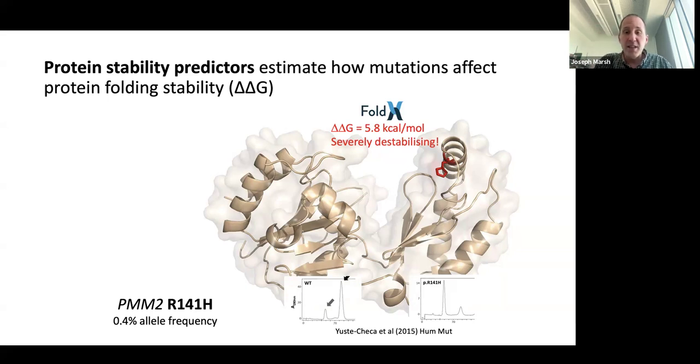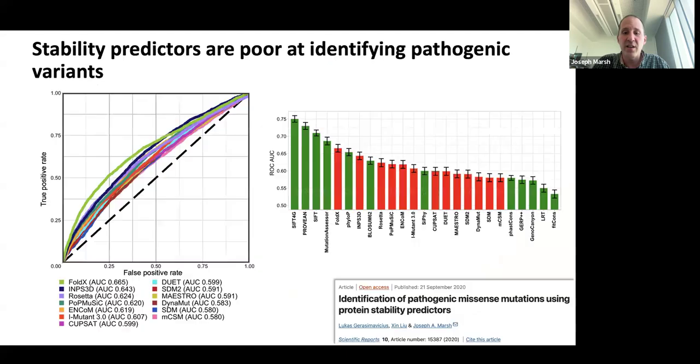So these stability predictors are used a lot in protein engineering applications, but they've also often been used for interpreting disease variants, about trying to tell us a mechanism. Is destabilization likely to cause disease or not? So we were interested in how good these stability predictors are as variant effect predictors.